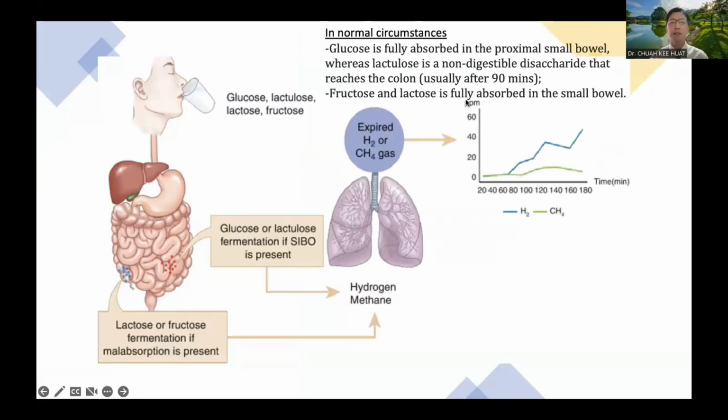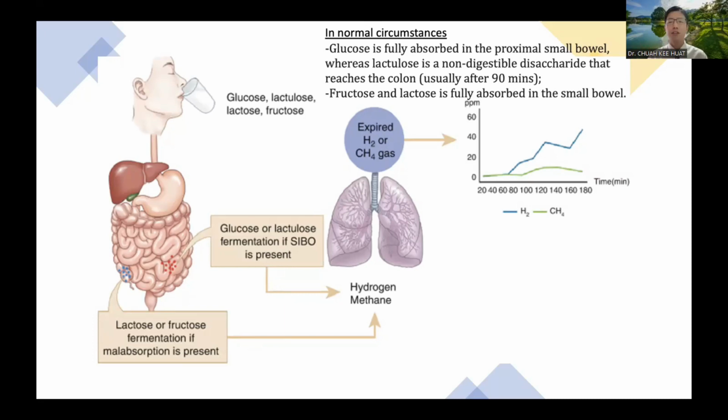In normal circumstances, glucose is fully absorbed in the small intestine, whereas lactulose is a non-digestible disaccharide that reaches the colon undigested, usually after 90 minutes. In the situation of small intestinal bacterial overgrowth, the solution of glucose or lactulose will be fermented by the small intestine microbes. With that, they will produce lots of hydrogen and methane, which suggests the presence of small intestinal bacterial overgrowth.